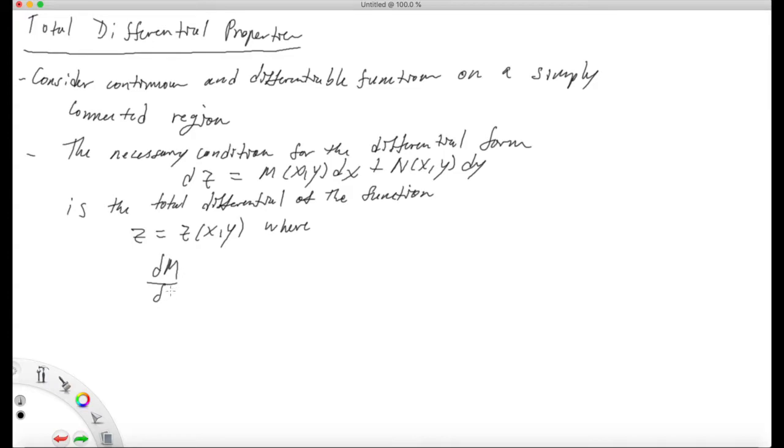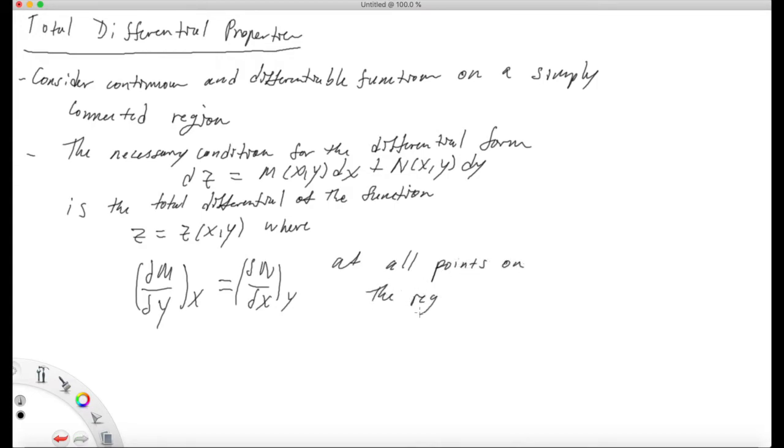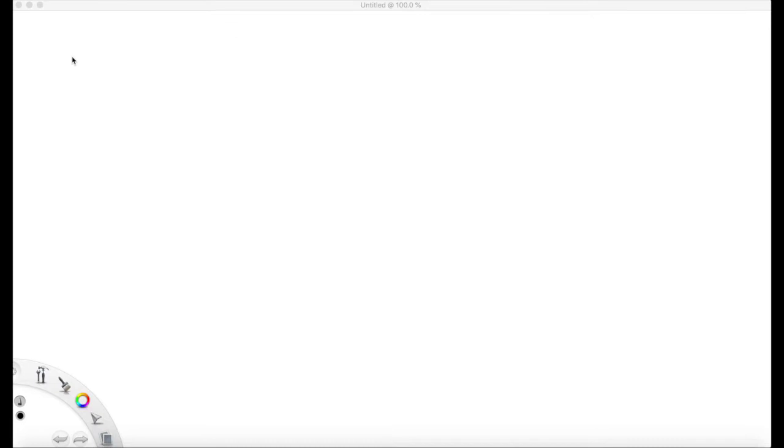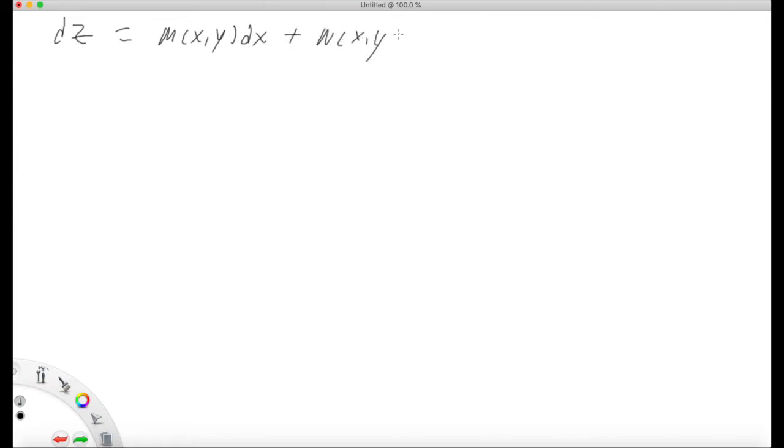The necessary condition for us to be able to write this in this differential form, to write the total differential of z, is that the partial of M with respect to y at constant x has to be equal to the partial of this function N with respect to x at constant y. And this has to hold true at all points of the region. We also have additional definitions: M is equal to the partial of z with respect to x at constant y, and N is equal to the partial of z with respect to y at constant x.